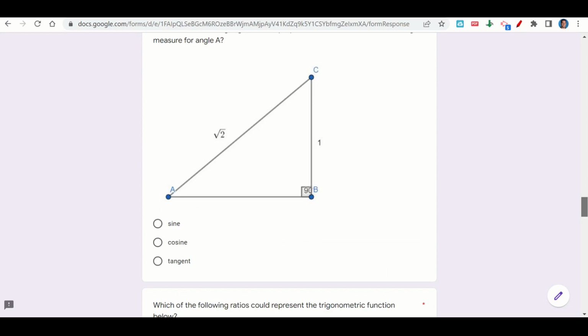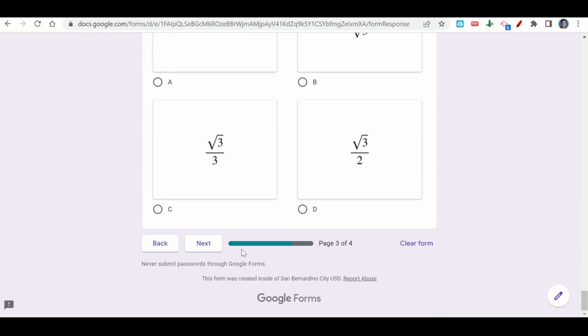We'll continue to answer each of these questions until we get to the end. Once we get to the end, we'll click Next. This will send you to your Before You Go. Go ahead and fill out your Before You Go and then submit your work on Google Classroom.